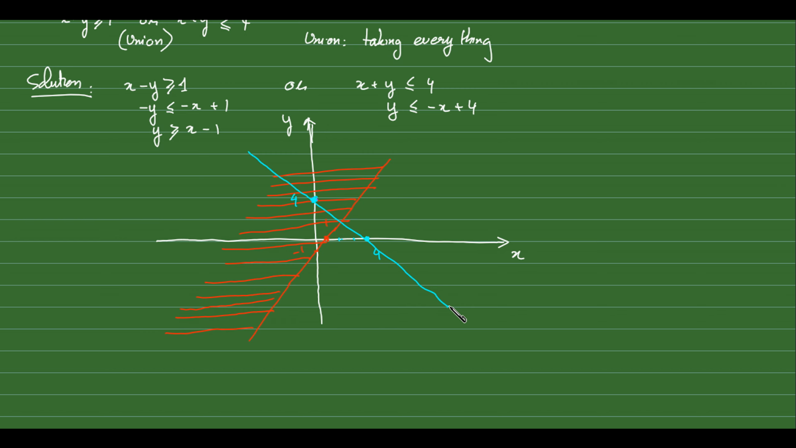All right. So that's the green one, and we know this is less than or equal. So this will be everything below the line. Everything below the line. So I'm going to shade it. Everything below the line.